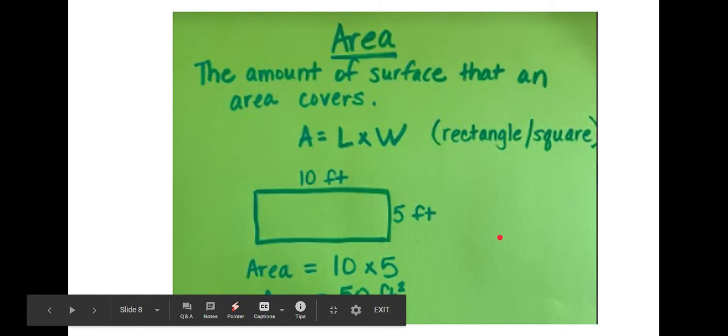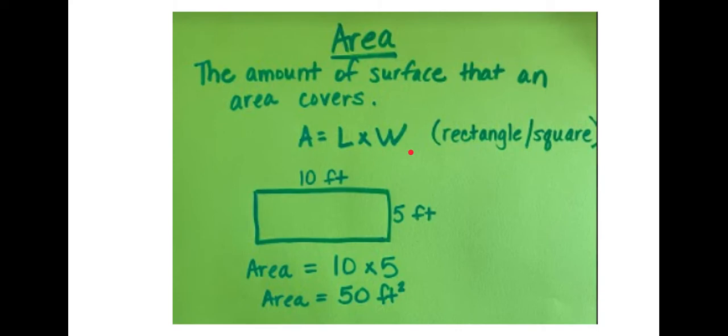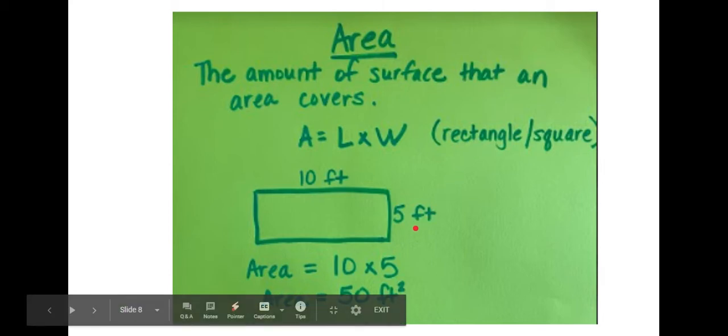So now let's look at area. So area is the amount of surface that it covers. So area is length times width. That's how you would see it written as a formula. Now this is specifically for a rectangle or a square. So if I have this rectangle, and if it's 10 feet by 5 feet, 10 times 5 is 50, so it's 50 feet squared, or 50 square feet.